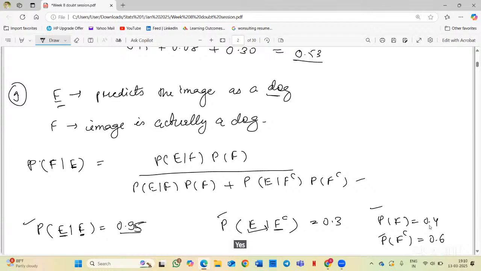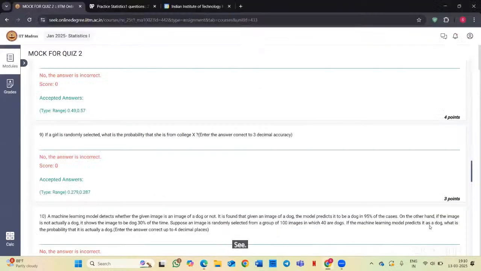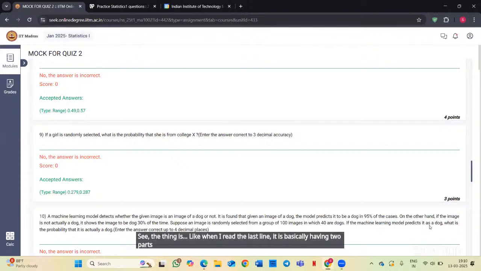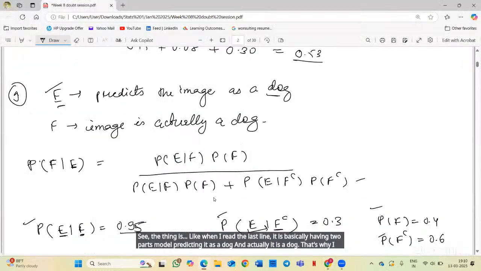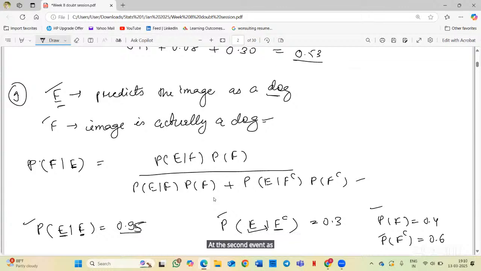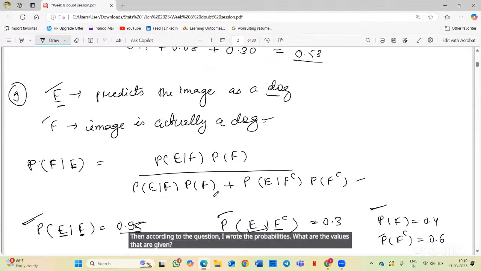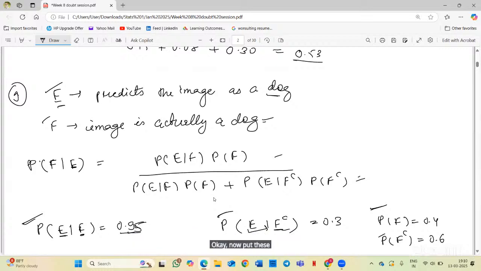Yes, ma'am. When I read the last line, it has two parts: the model predicting it as a dog and it actually being a dog. That's why I consider my first event as predicting the image as a dog and the second event as the image actually being a dog. Then I wrote the formula. Then according to the question, I wrote the probabilities, the values that are given. Now put all these values in this equation. Then you will get the answer.